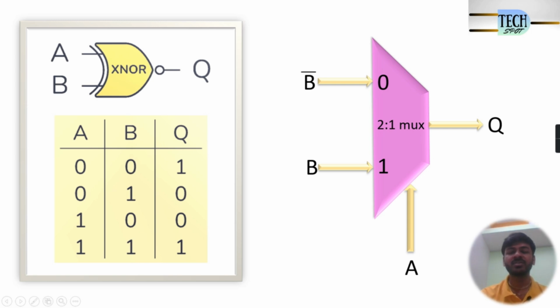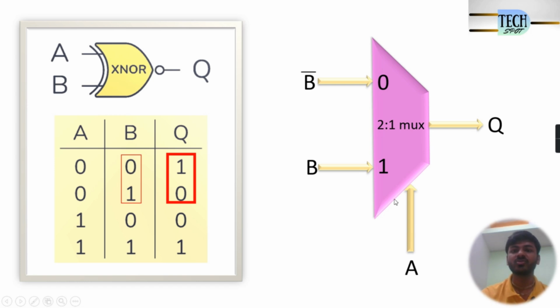Let's see the working principle of this 2:1 mux. So if select line A is equal to 0, in output Q will be equal to B bar. If you see the truth table of this XNOR gate, if input A is equal to 0, in output I am getting B bar. B is 0, output is 1, B is 1, output is 0.